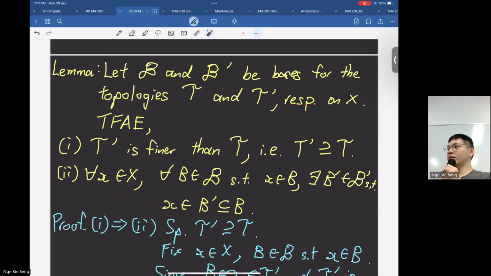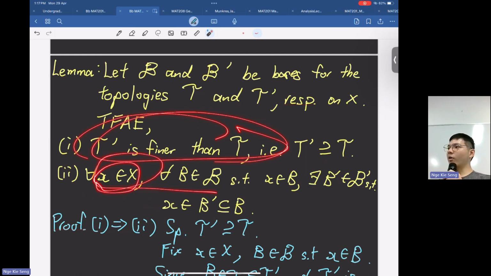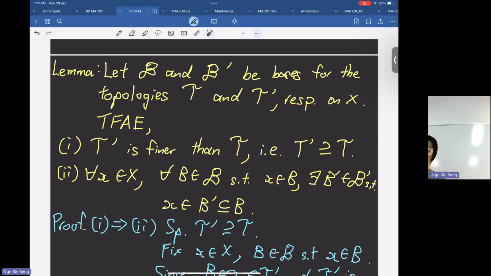Okay? Okay or not? So how to check? To say that one is finer than the other, you just take some point and then take some basis element that contains the point, and then see whether you can find a basis element from another basis that contains that point and is contained in B. Okay? So in this case, what does that mean?